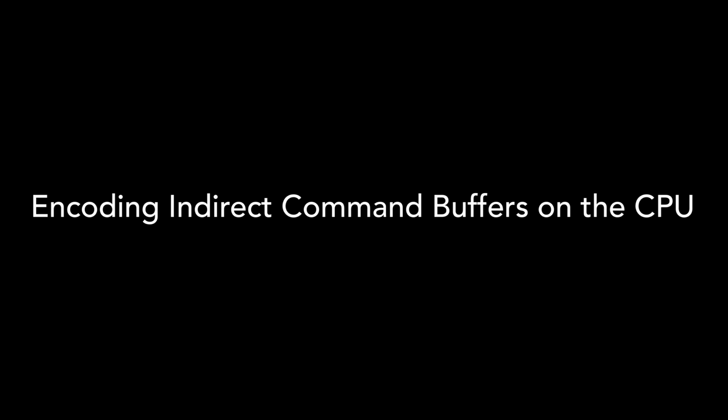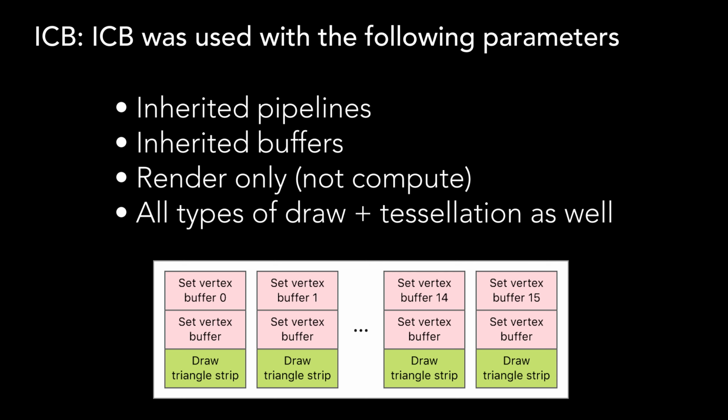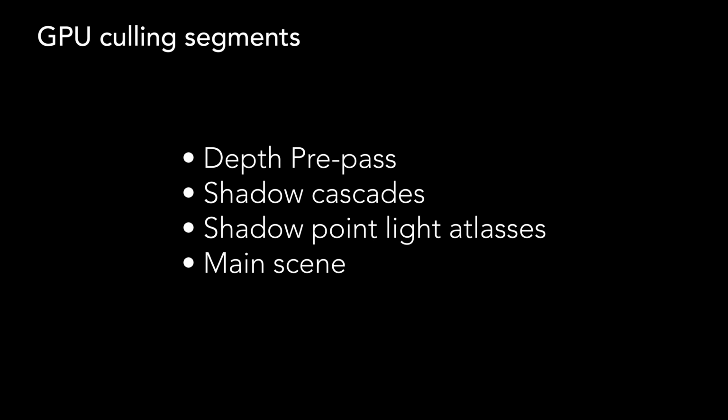ELEX II is one of the first titles to fully embrace ICB, which is Indirect Command Buffer, approach on Mac. This is a completely GPU-driven pipeline with an ICB buffer filled at the end of the culling process. There are more than 6+ GPU culling segments in the frame, with ICB used in every segment.